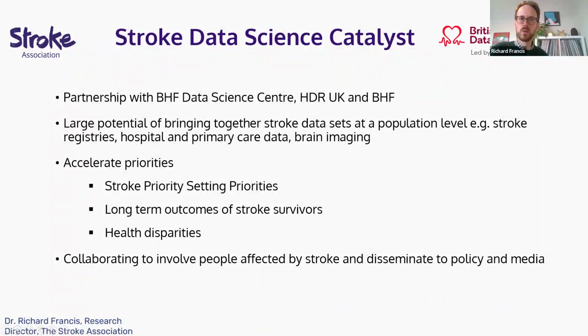We want to work with the Stroke Data Science Catalyst to collaborate, particularly around involving people affected by stroke, because obviously we have a large network of people we work with, but also working to disseminate and work with policymakers and decision makers, as well as to disseminate findings to the wider media.